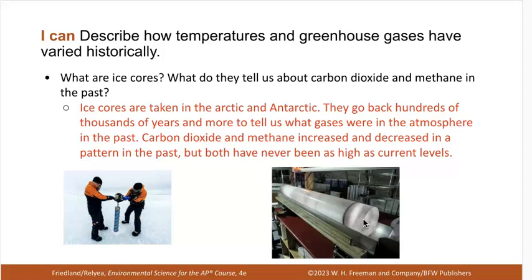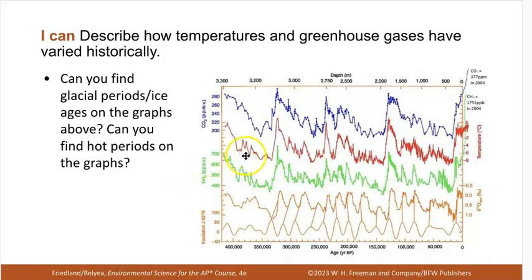Carbon dioxide and methane increased and decreased in a pattern in the past, but have never been as high as current levels. So let's take a look at that. They go up and down. This goes back 400,000 years, you can see here on the x-axis, and they go up and down. So we have natural climate change.